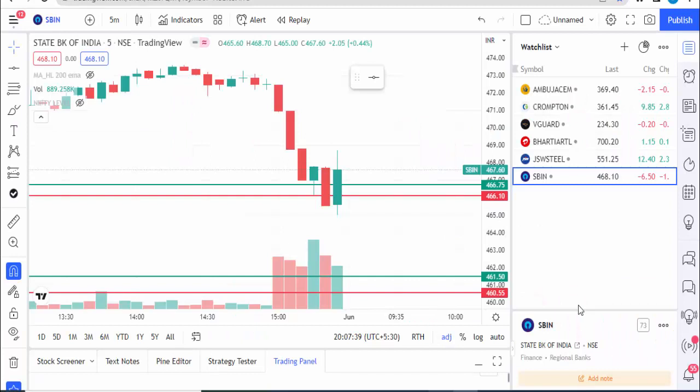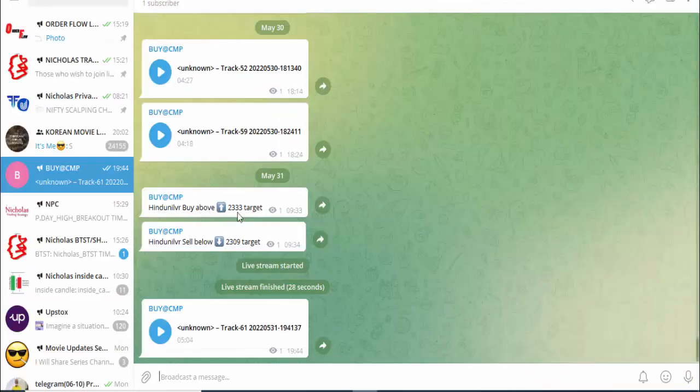Today we are going to discuss the best 3 stocks for trading tomorrow. Based on order flow trading analysis, I have selected 3 stocks for tomorrow's trading. Before that, let's check today's order flow stocks performance. Today I gave 3 stocks on my Telegram channel.